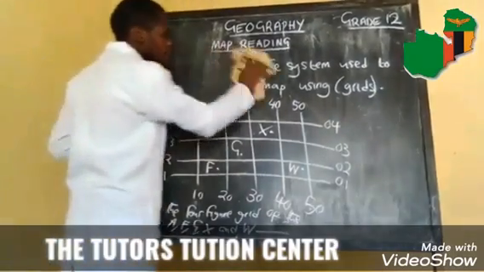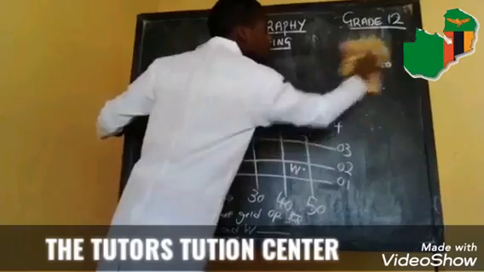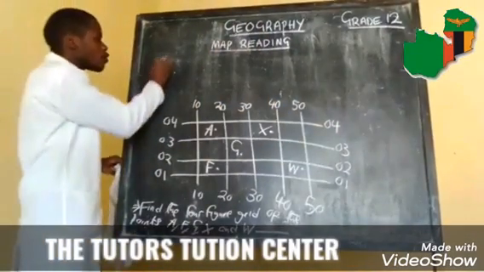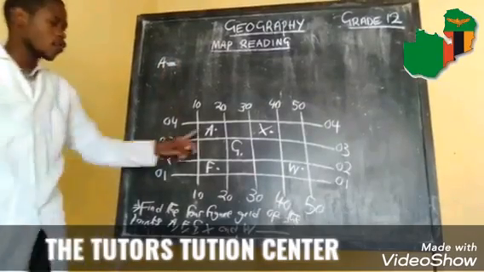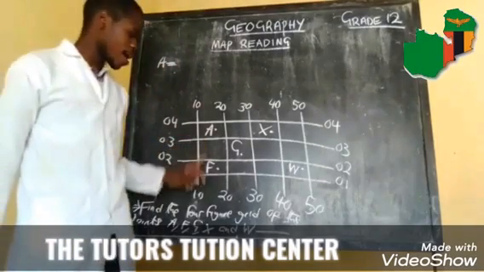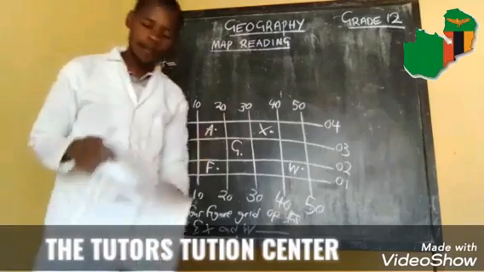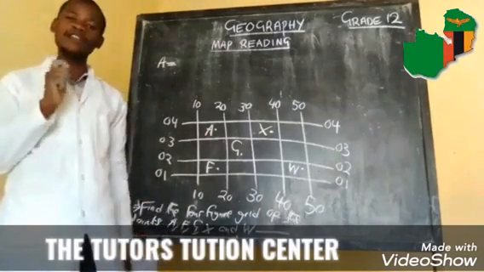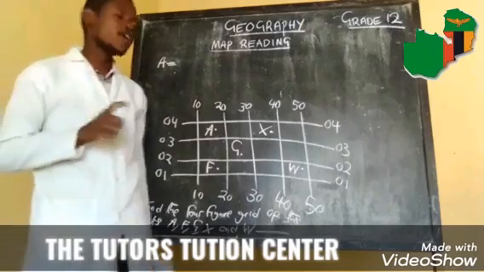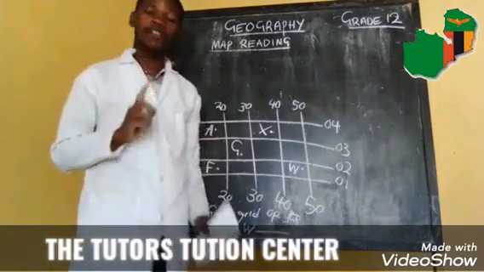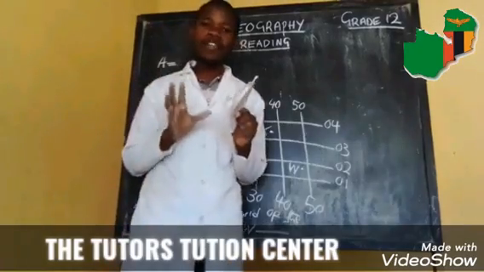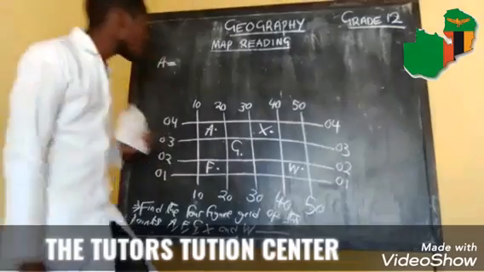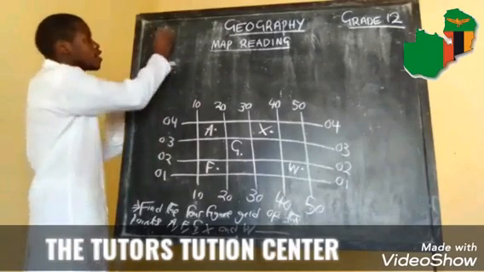Let me just erase the board here so that I have space. If we were to find the 4-figure grid reference of these points, which are A, F, G, H, and W, there are some steps that you have to follow. When finding 4-figure grid reference of places, you have to use the arrow formula. The arrow formula is the formula that is used to find the 4-figure grid reference of places. What I mean by arrow formula is like this.